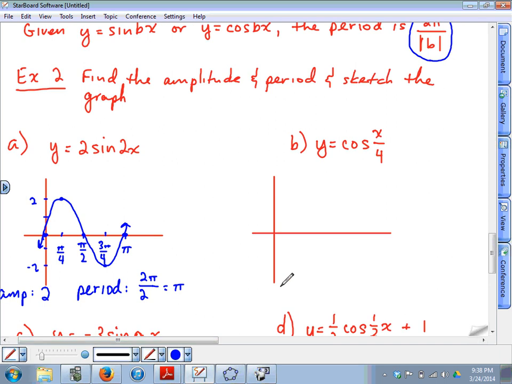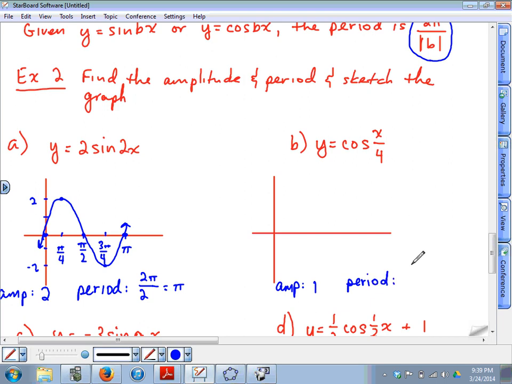For part B, a couple of things to notice. There isn't a number, or there doesn't appear to be a number in front of the function. There really is. There's a 1 right there, so that means the amplitude is 1. And it's a problem like this that quite often gives students a little bit of trouble early on.